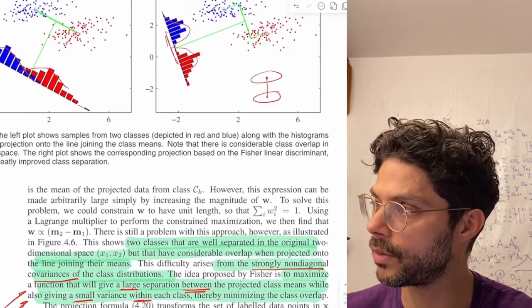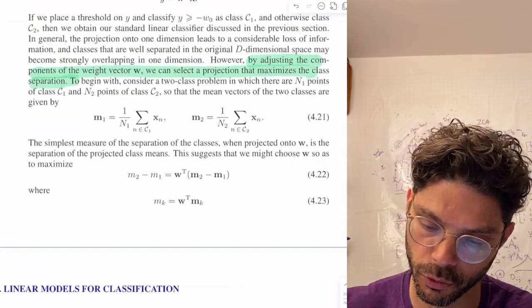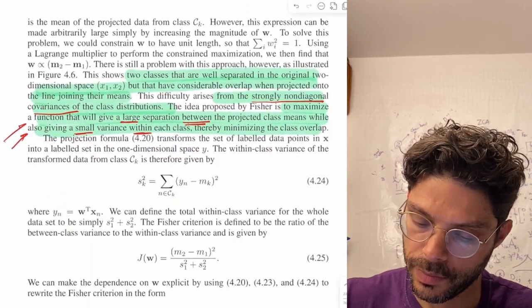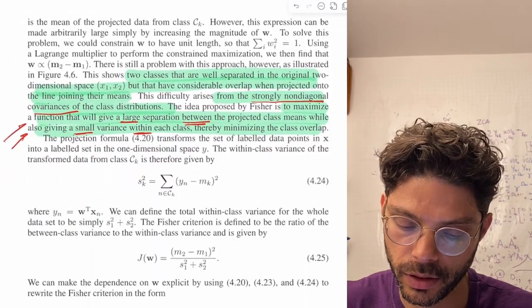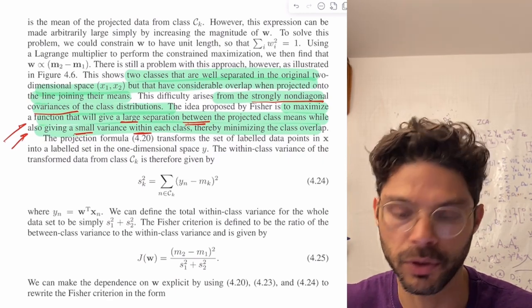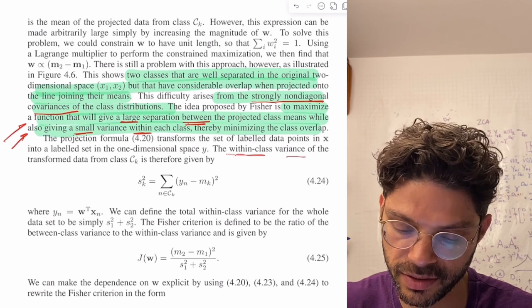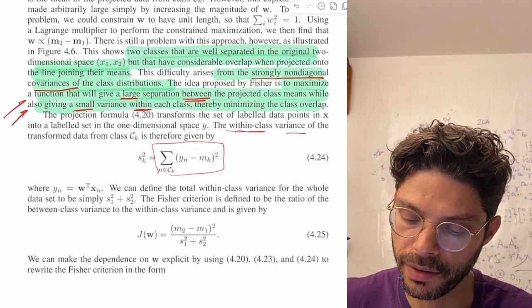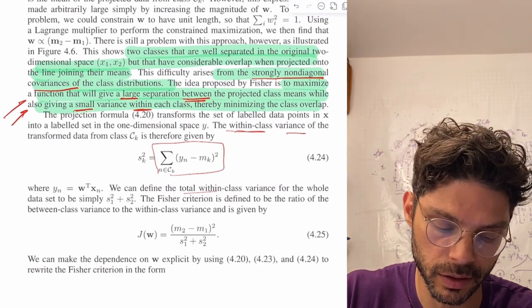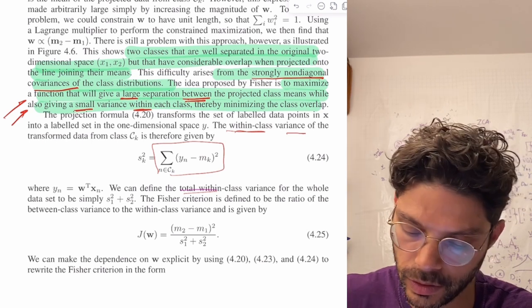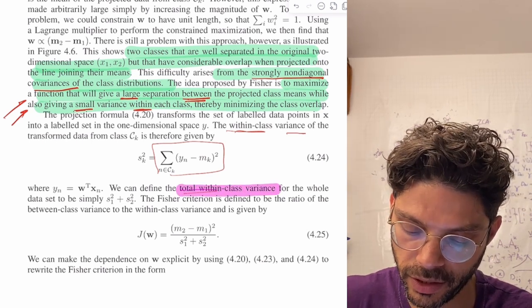Okay, so now the projection formula, which was just this, transforms a set of labeled data points into a labeled set in one-dimensional space as the output space. And so we can then just compute their within-class variances. So this is just like that. We can define the total within class variance for the whole data set to be this.